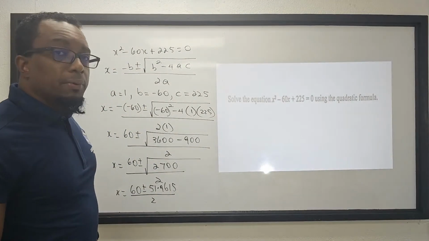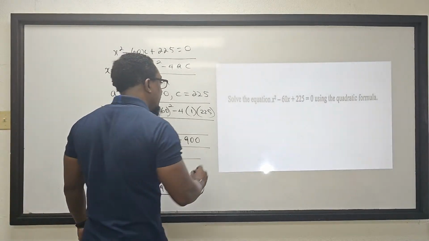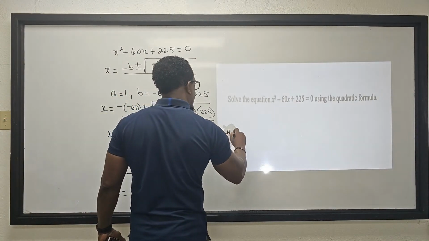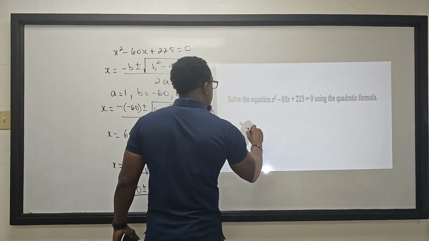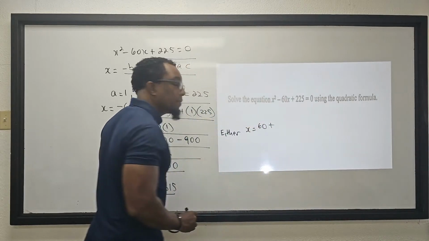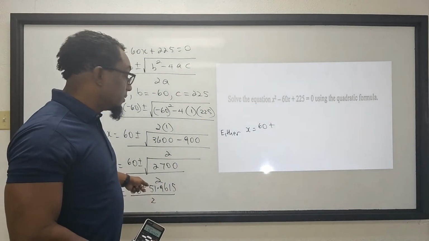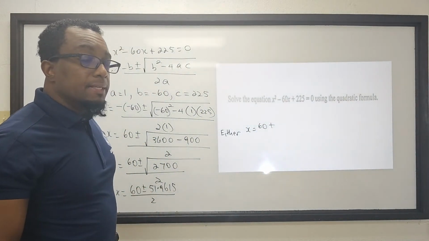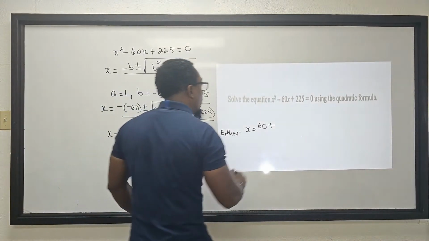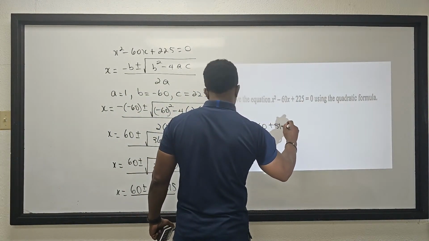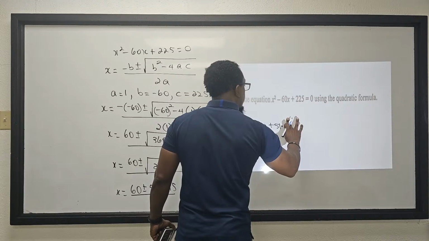And at this point, we're going to use our keywords. The keywords are either x is equal to 60, and I'm going to take, remember you're solving for 2 values of x, and so use it for plus or minus. So I'm taking 60 plus 51.9615.